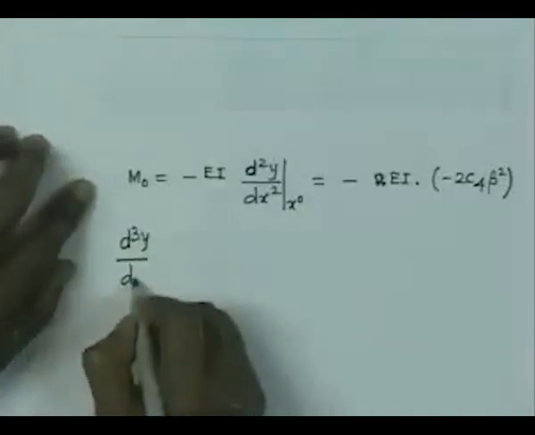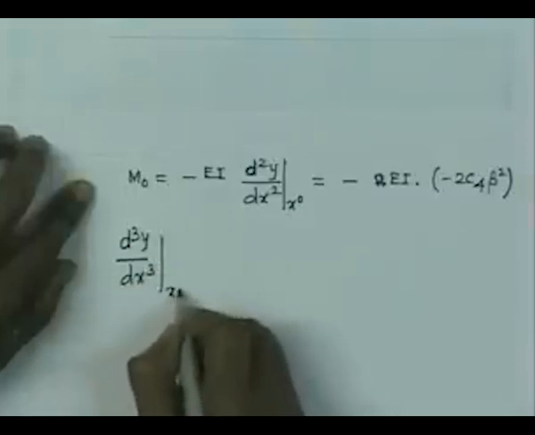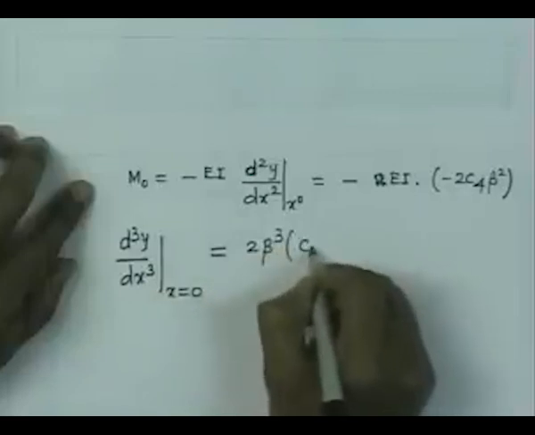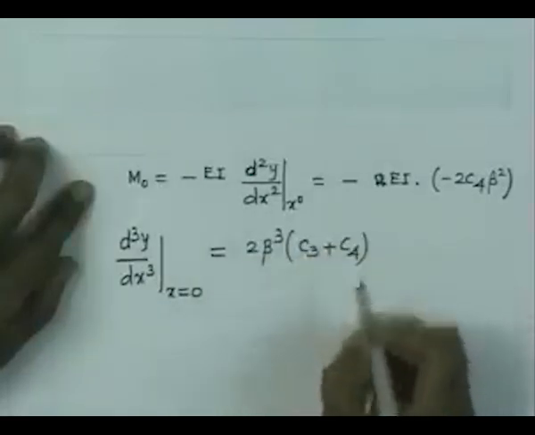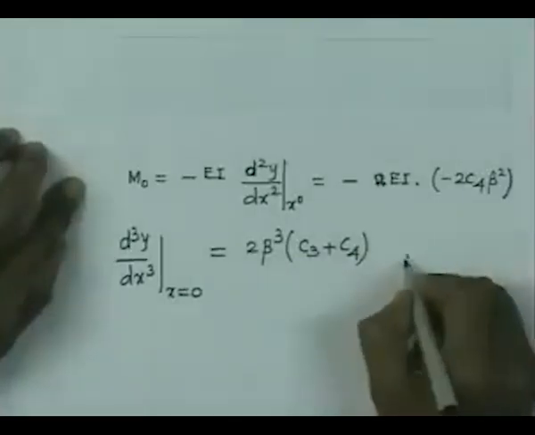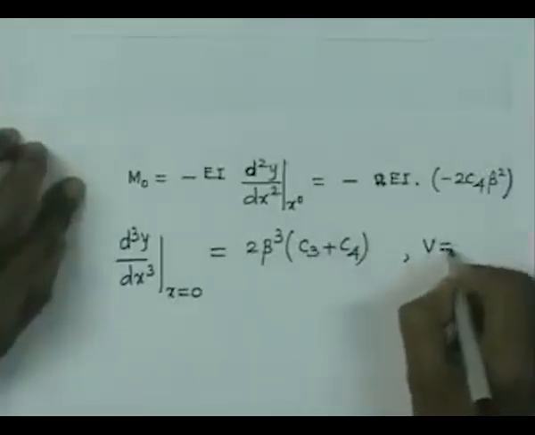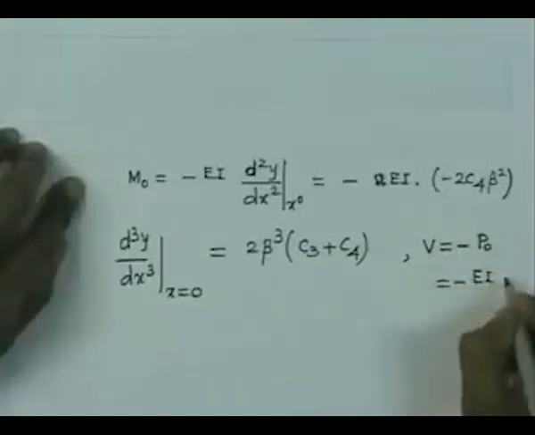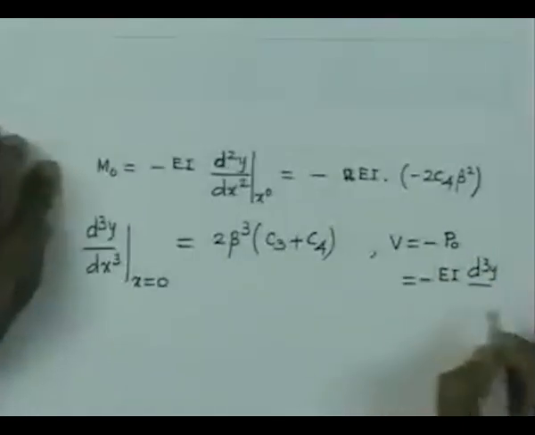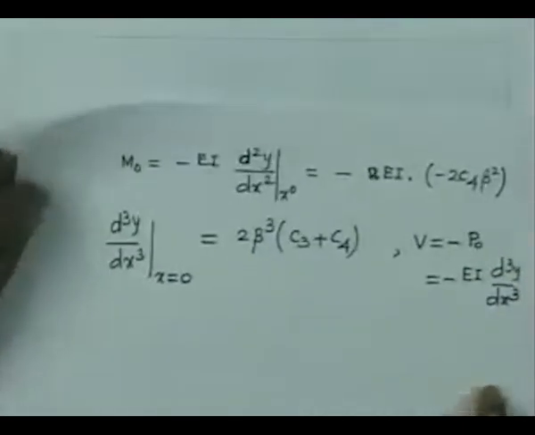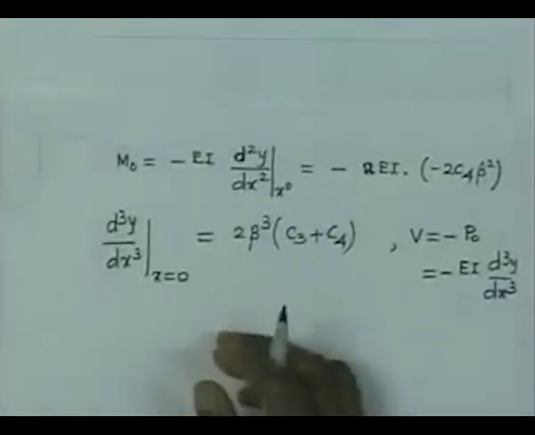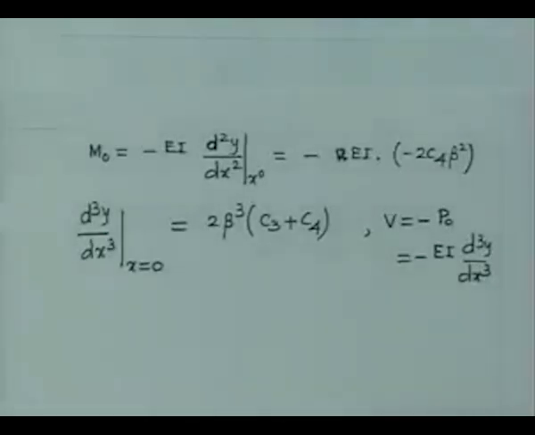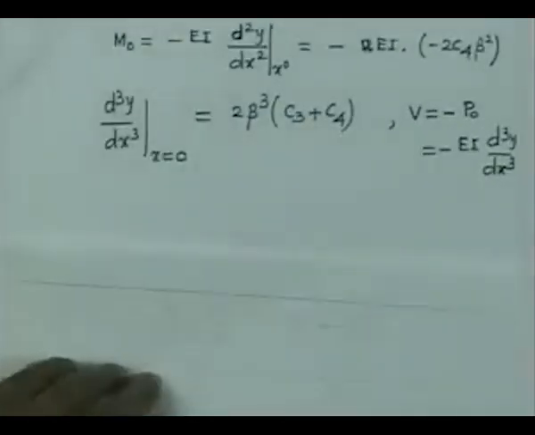Similarly, if we calculate d3y by dx cube at x equal to 0, this will give us 2 times beta cube into C3 plus C4, and since we have V at x equal to 0 is equal to minus P0, and that is equal to minus EI d3y by dx cube, then we can relate these, and this will give us finally an equation involving C3 and C4, and we can solve for C3 now since C4 is known.